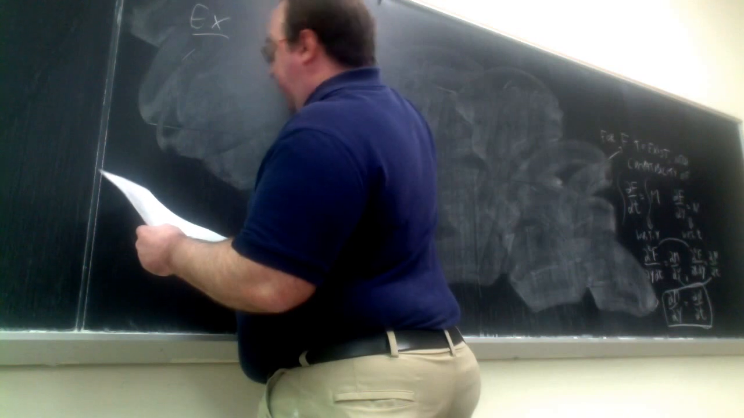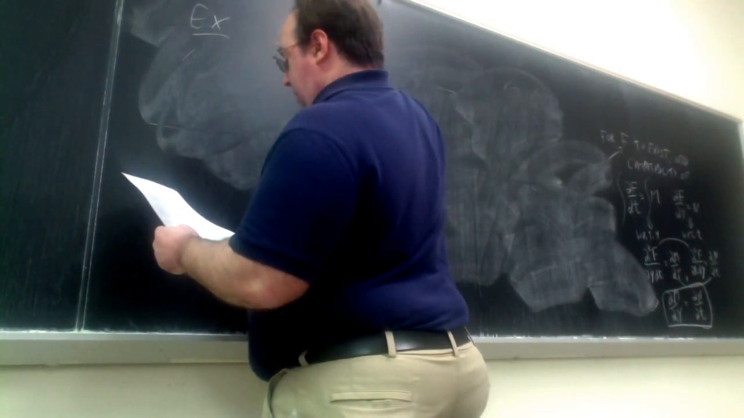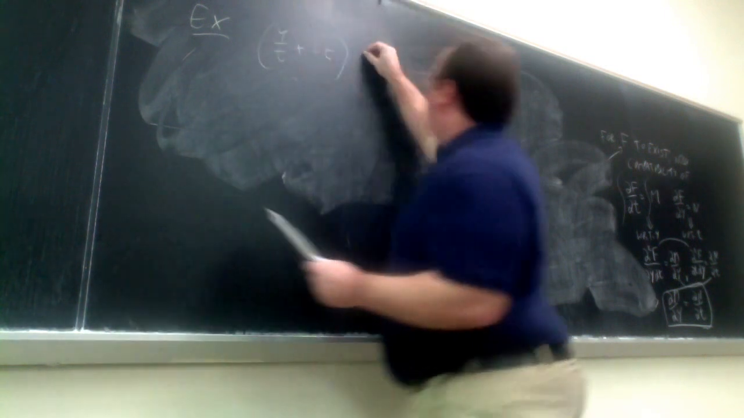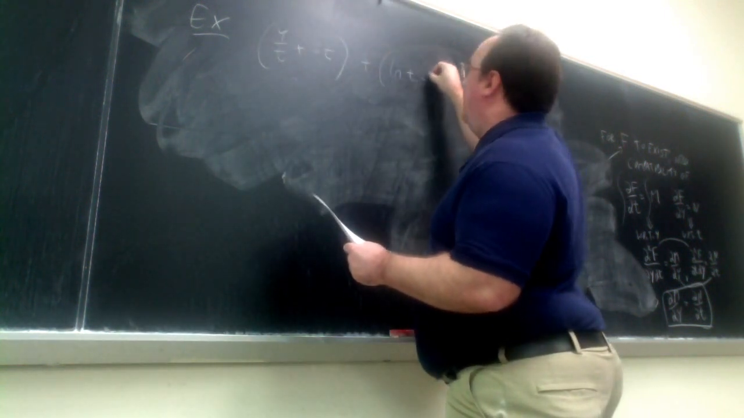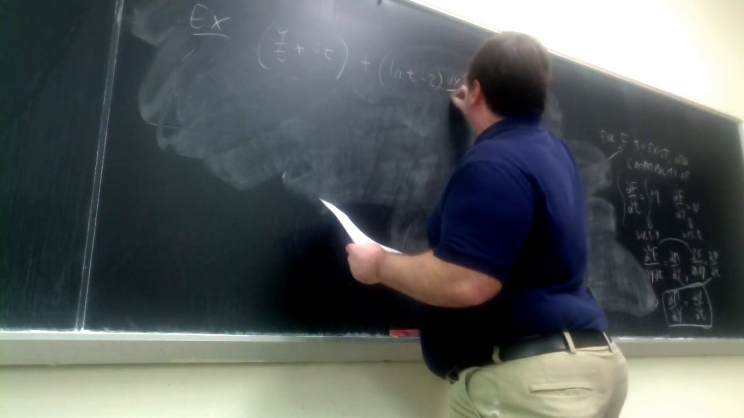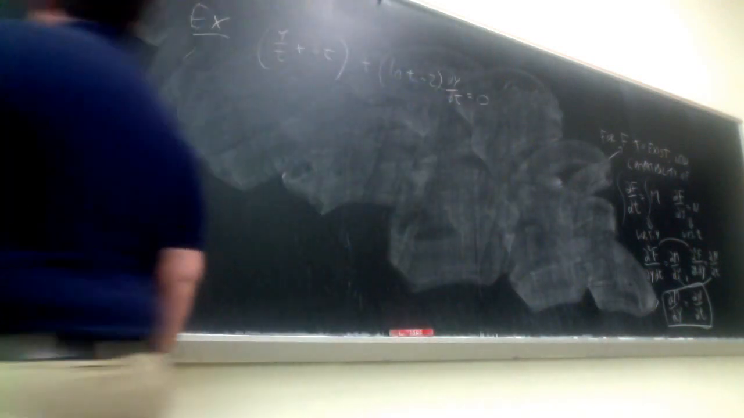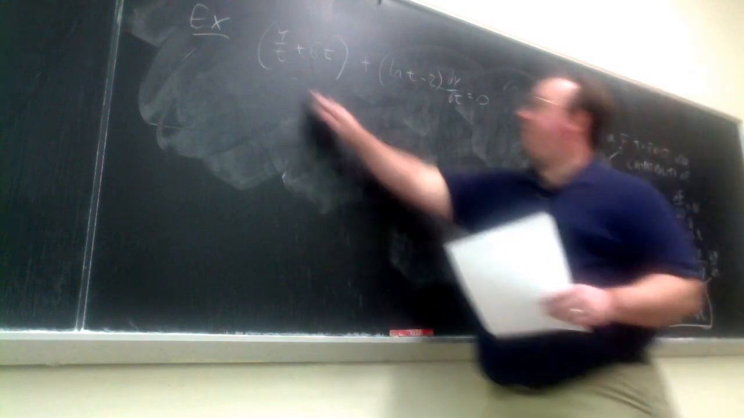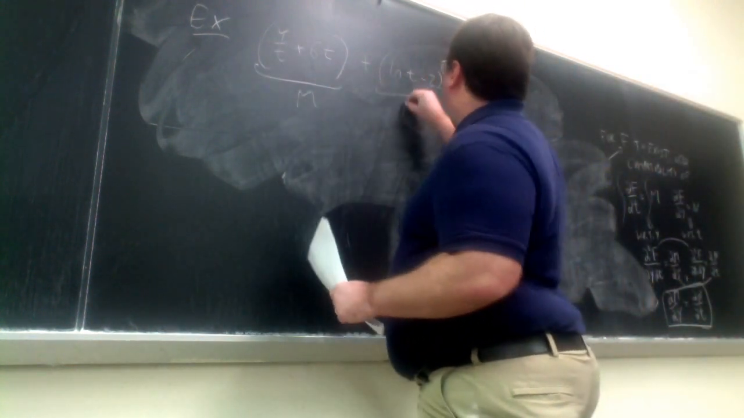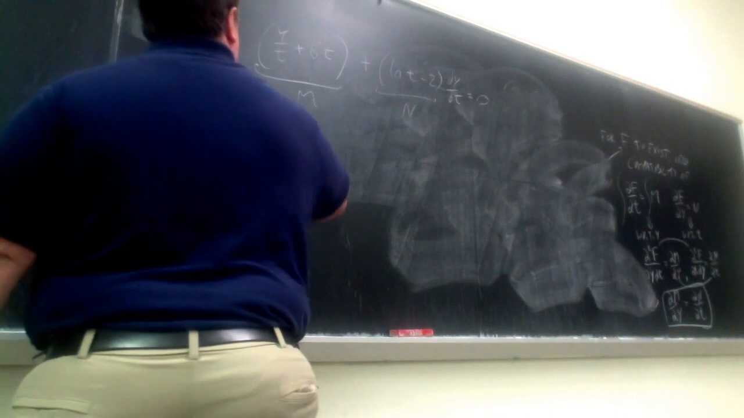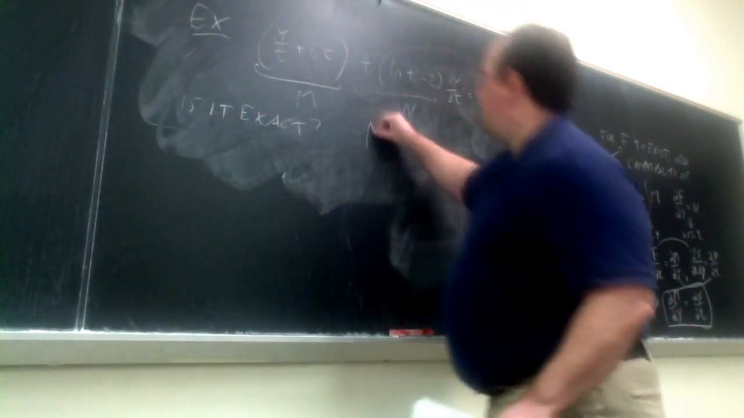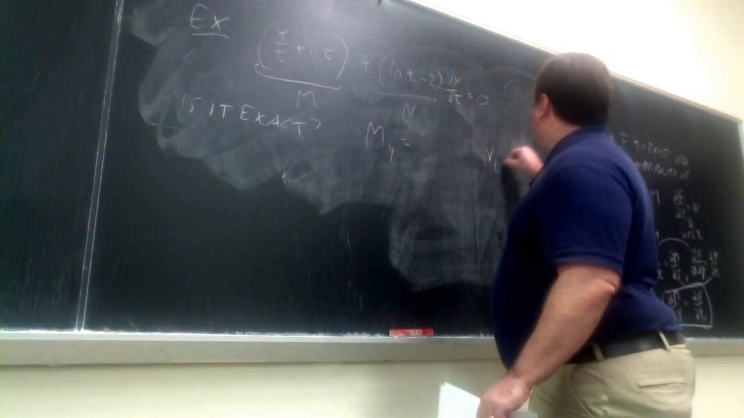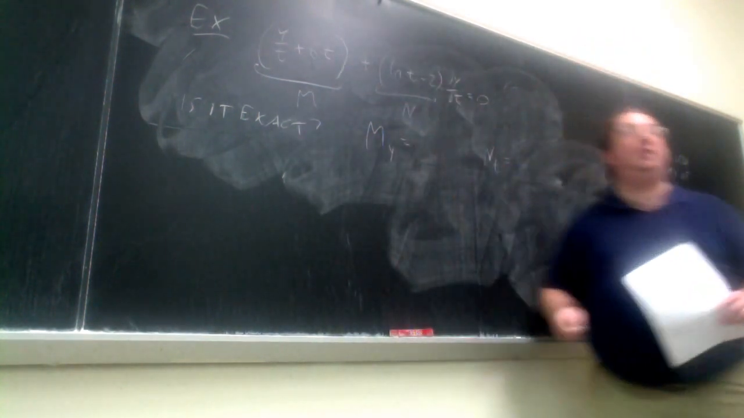So, the equation in this form. So this is this function plus this function, natural log of t minus 2. All right, so my equation's in this form to start. That's 6. This is a 6. Okay. Now, this is your M, and this is your N. So the first question you ask is, is it exact? So you check, differentiate this with respect to y, this with respect to t, see if they're equal.